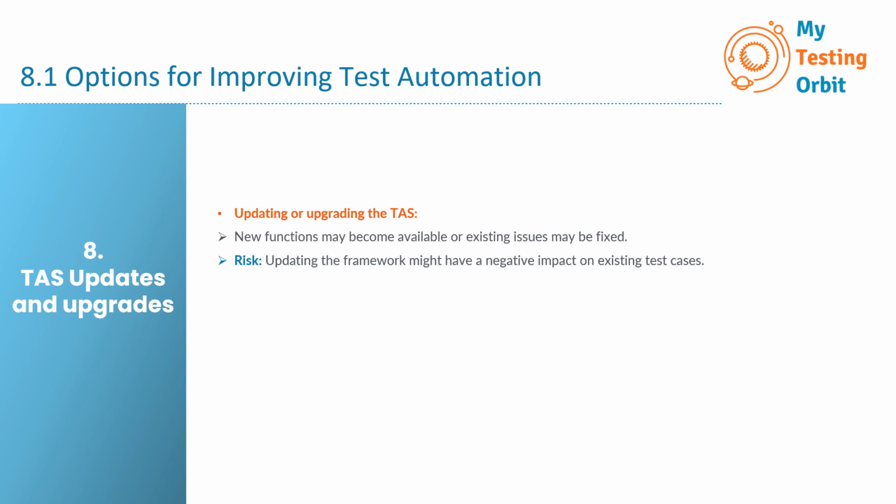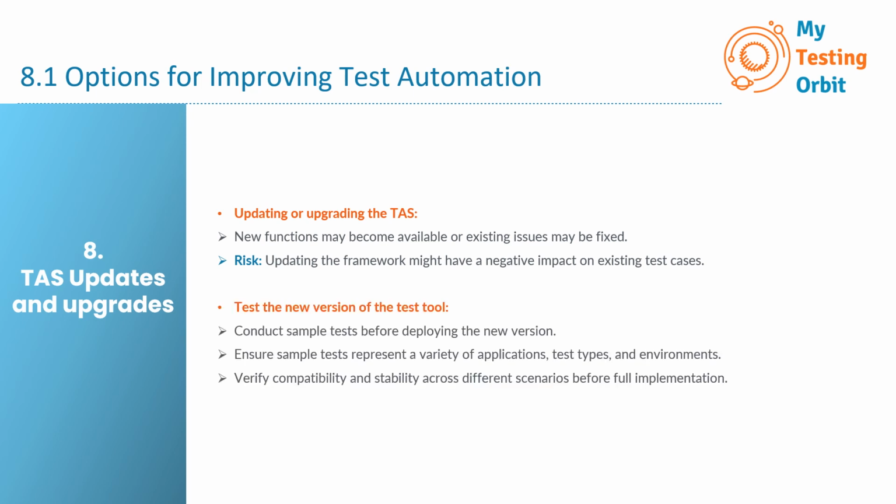But when you update, you notice that some of your existing test cases start failing. Maybe the way the TAS interacts with the website has changed slightly, which is causing your tests to fail. This is the risk of updating the TAS. While you gain new features, there is a chance that it might not work smoothly with your existing tests. Okay, so now how can we prevent this issue?